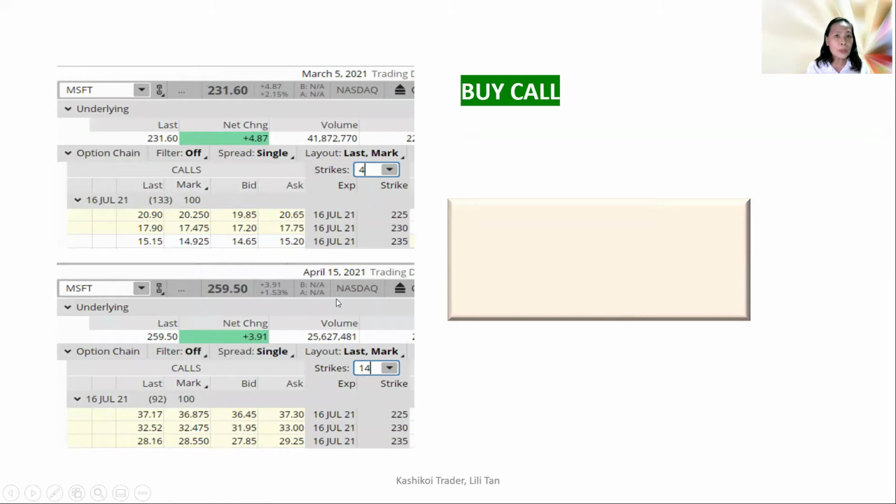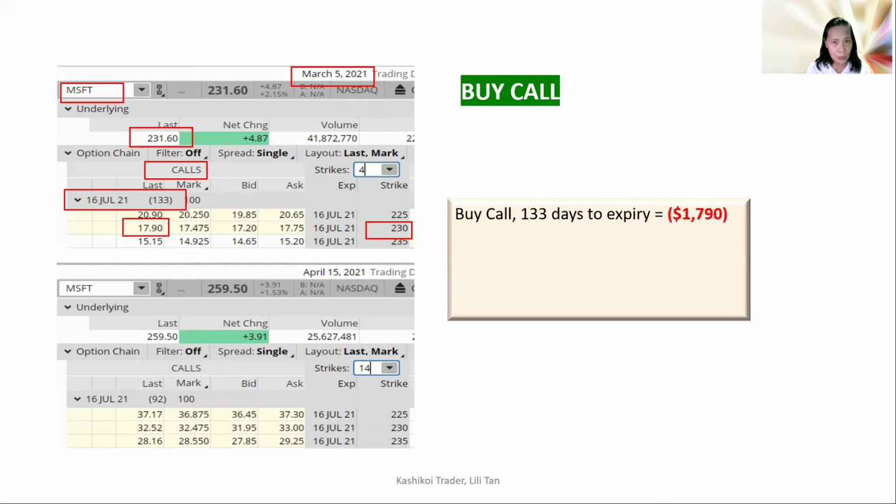Now let's move forward to March the 5th, when the stock price drops down to near the support again, and we enter a buy call position. The last transacted is 231, and we select again the next expiry, which is 133 days, or 16th of June. Strike price 230, and we pay a premium of 1.7K.